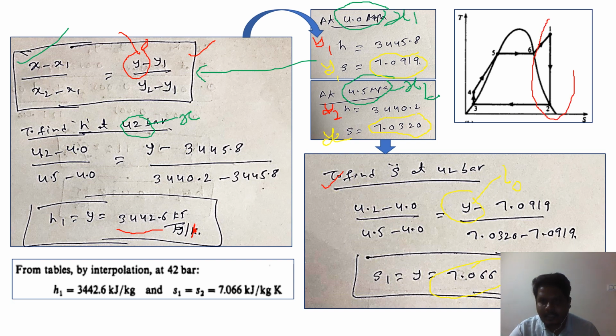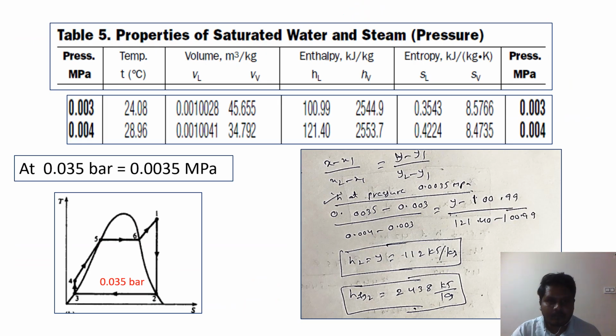But here, if you look at the TS diagram, the process 1 to 2 is isentropic expansion in the turbine. Since it is an isentropic process, S1 equals S2, so S1 equals S2 equals 7.066 kilojoule per kg Kelvin. Same way, we can find the enthalpy and entropy values for 0.035 bar in the process 2 to 3.